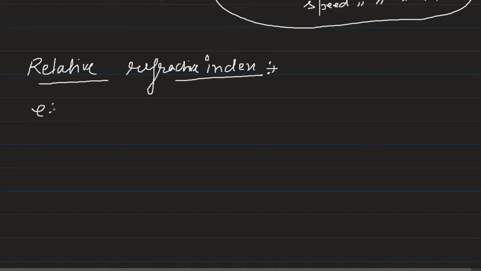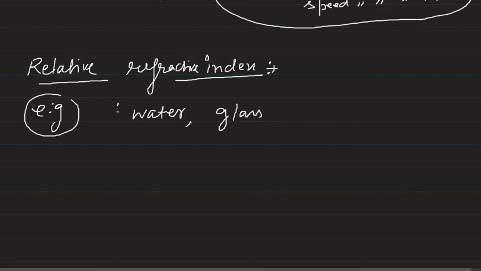तो फॉर एग्जाम्पल मैं अगर दो मीडियम्स के रिफ्रैक्टिव इंडेक्स को रिलेट करता हूँ, फॉर एग्जाम्पल आई टेक अ मीडियम वाटर एंड अदर मीडियम इज लेट सपोज ग्लास. तो मैं दो मीडियम्स कंसीडर कर लेता हूँ, एक वाटर और एक ग्लास. सो मान लीजिए मुझे फाइंड आउट करना है रिलेटिव रिफ्रैक्टिव इंडेक्स.